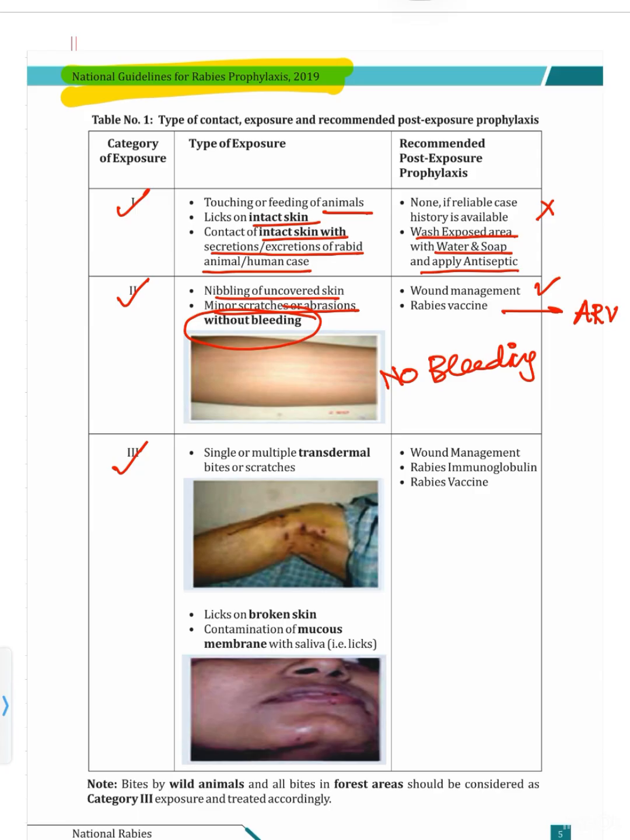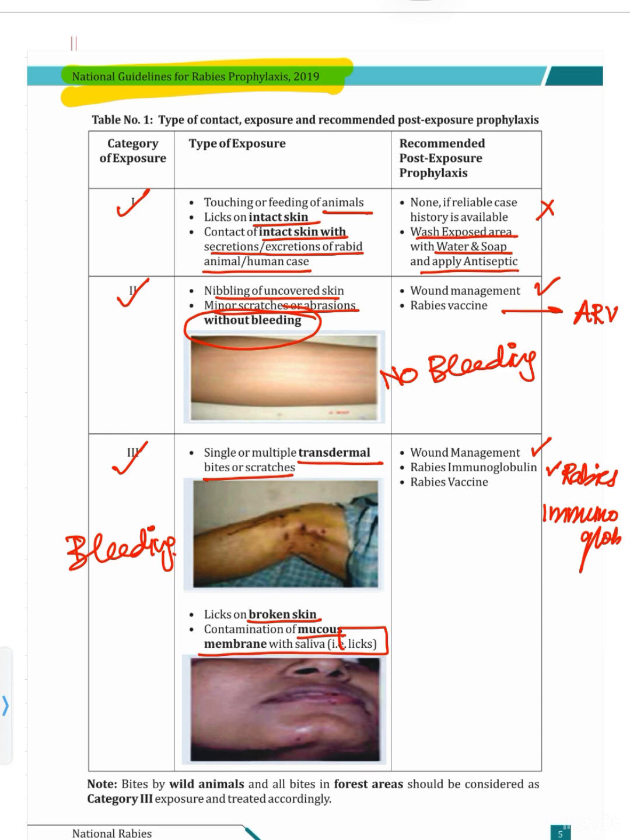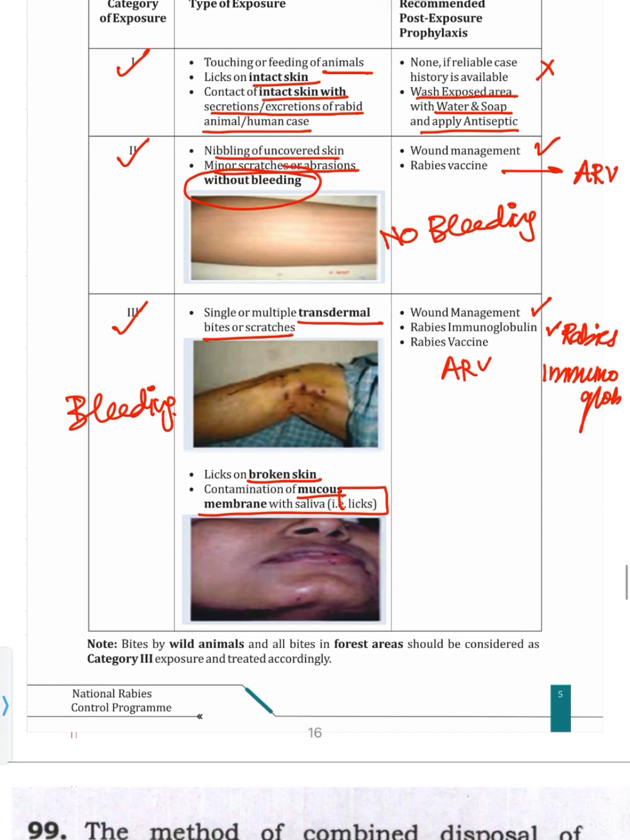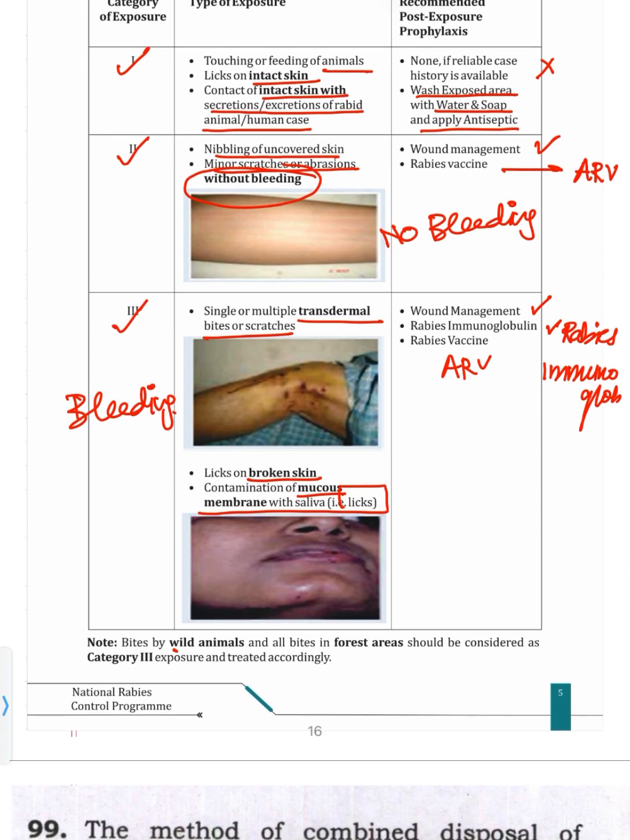But whenever there is bleeding, it becomes category 3. Category 3 is bleeding, or single or multiple transdermal bites or scratches, or licks on broken skin, or contamination of mucous membrane with saliva, for example licking. So there will be wound management, then there will be rabies immunoglobulin, that is rabies serum. You have to give serum and you have to give ARV. They are saying as a note that bites by wild animals and all bites in the forest area, even if bleeding is not present, should be considered as category 3 exposure and treated accordingly.